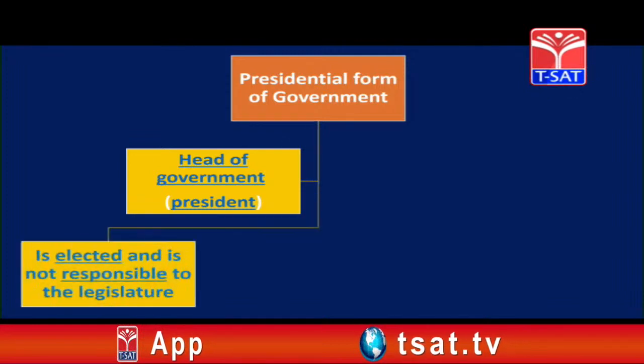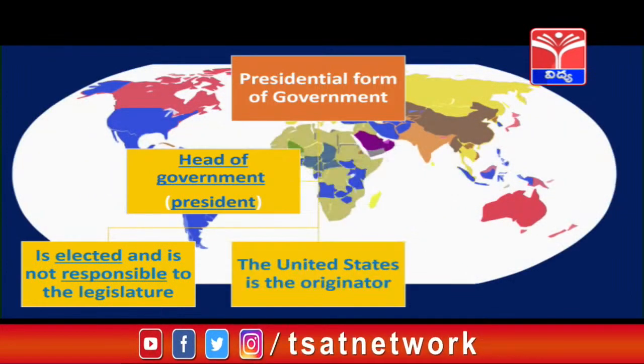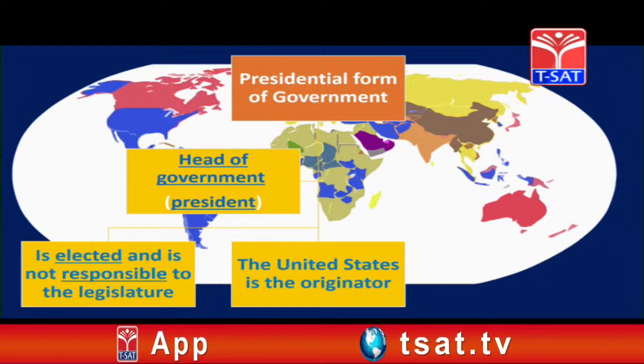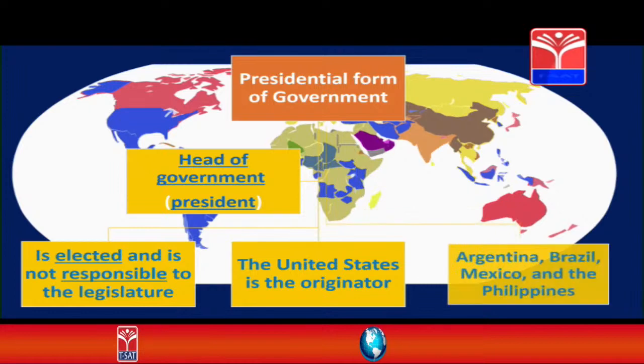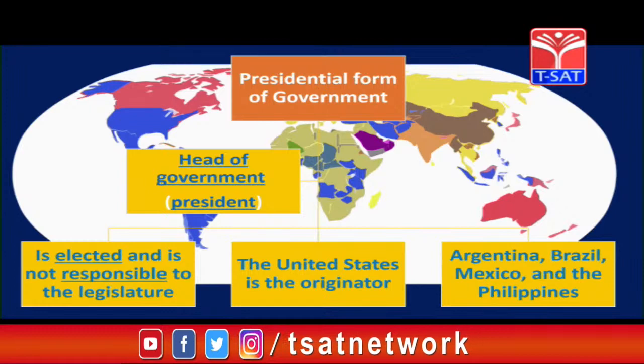In presidential countries, the head of the government is elected and is not responsible to the legislature, and the United States is the originator and the primary example of the presidential system. That is children, the presidential form of government first originated in the United States and this model was later followed by other countries like Argentina, Brazil, Mexico and the Philippines.